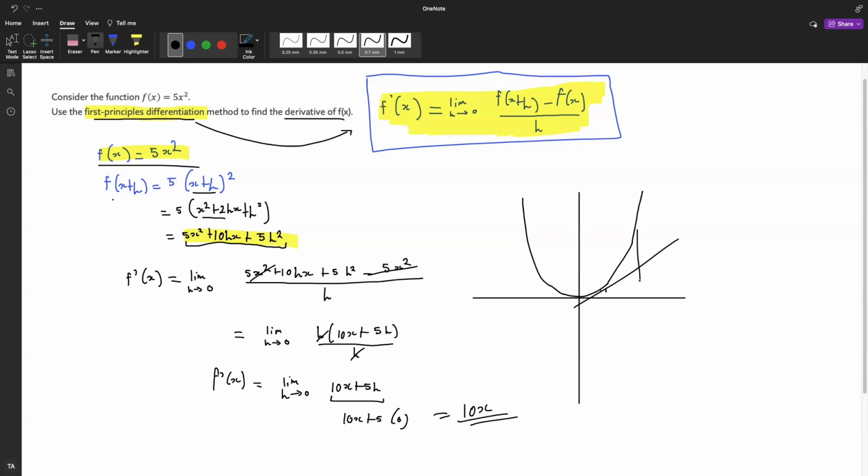Whereas say when x equals 5 over here, the gradient at this point, as the tangent touches the curve, is going to be 10 times 5, which is 50. But this basically gives us a formula or a way of figuring out what our gradient is going to be at each of the points of our function.